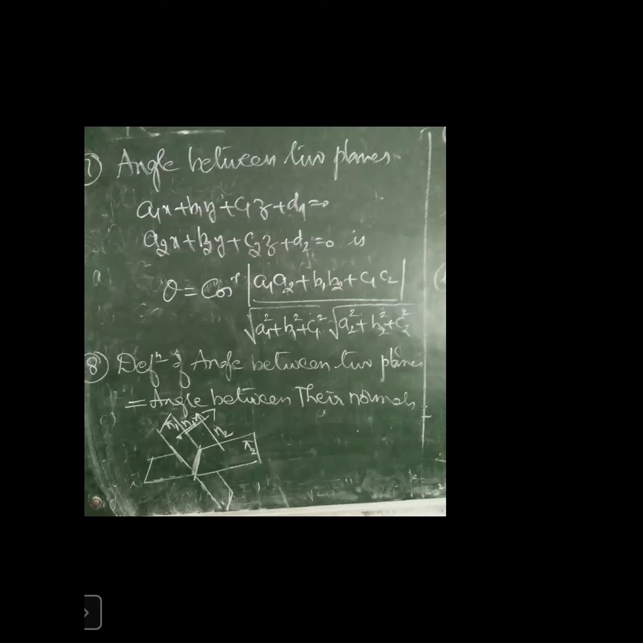So the angle between pi 1 and pi 2 is the angle between their normals, n1 and n2.